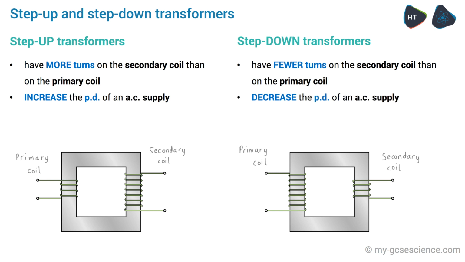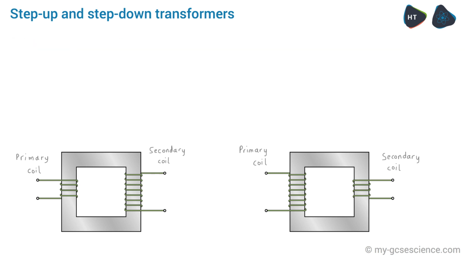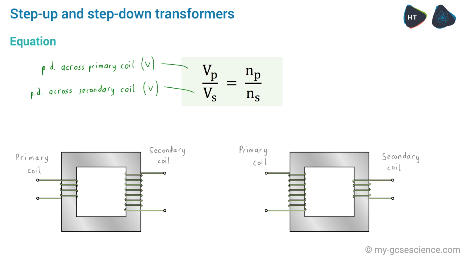The equation which allows us to work out the effect of having more or fewer turns on the secondary coil of a transformer than on its primary coil looks like this. Vp over Vs equals Np over Ns, where Vp and Vs are the potential differences across the primary and secondary coils, and Np and Ns are the numbers of turns in the primary and secondary coils.